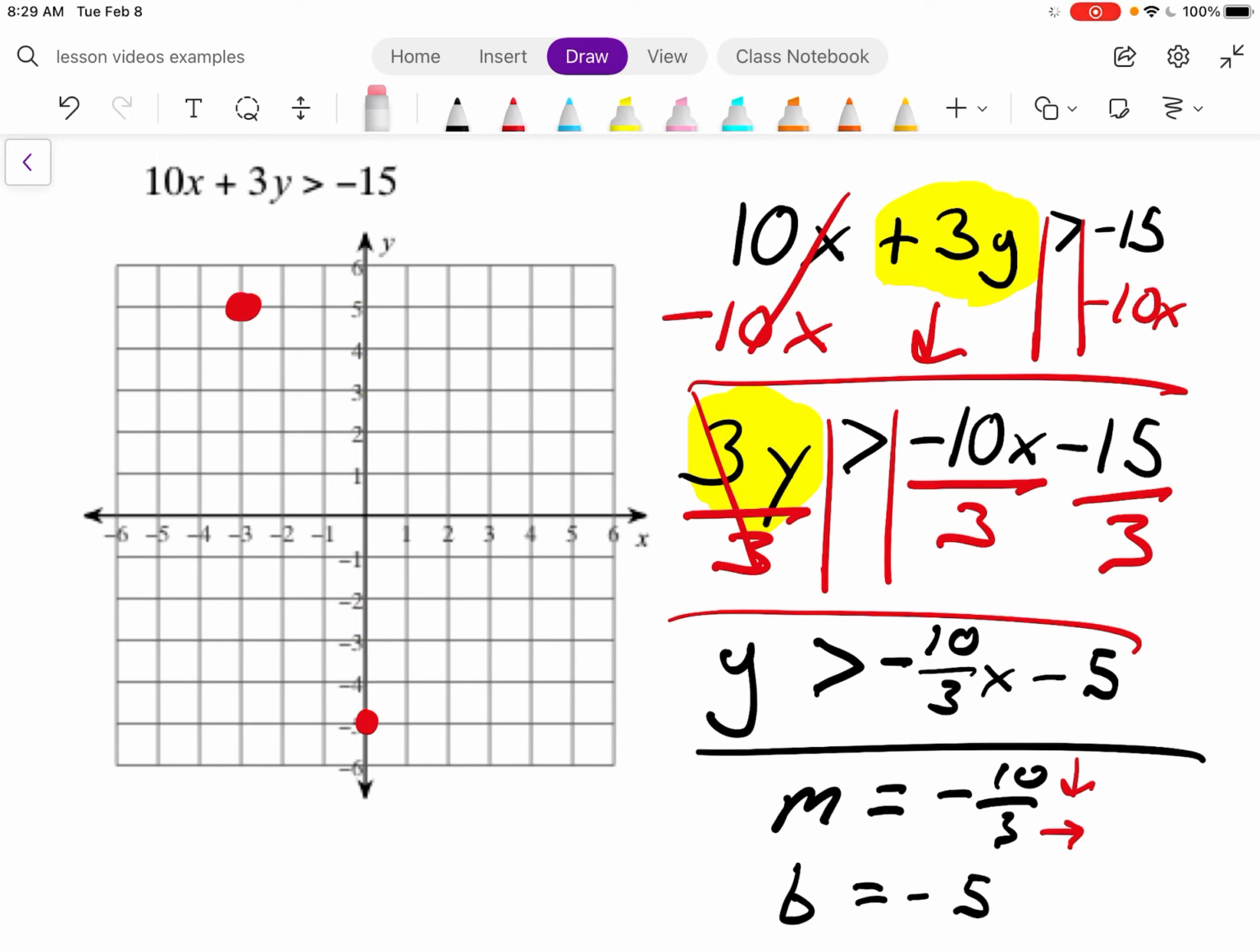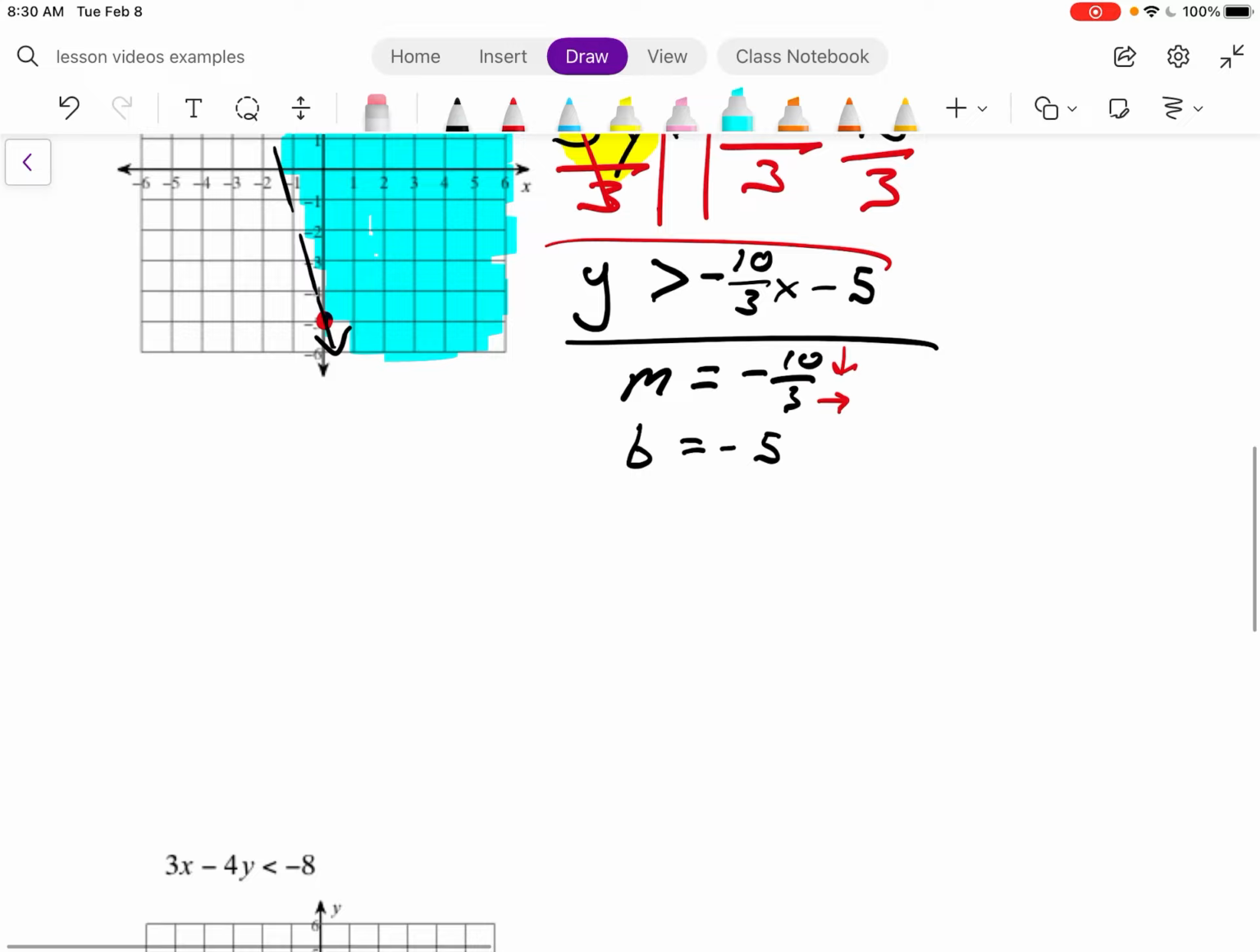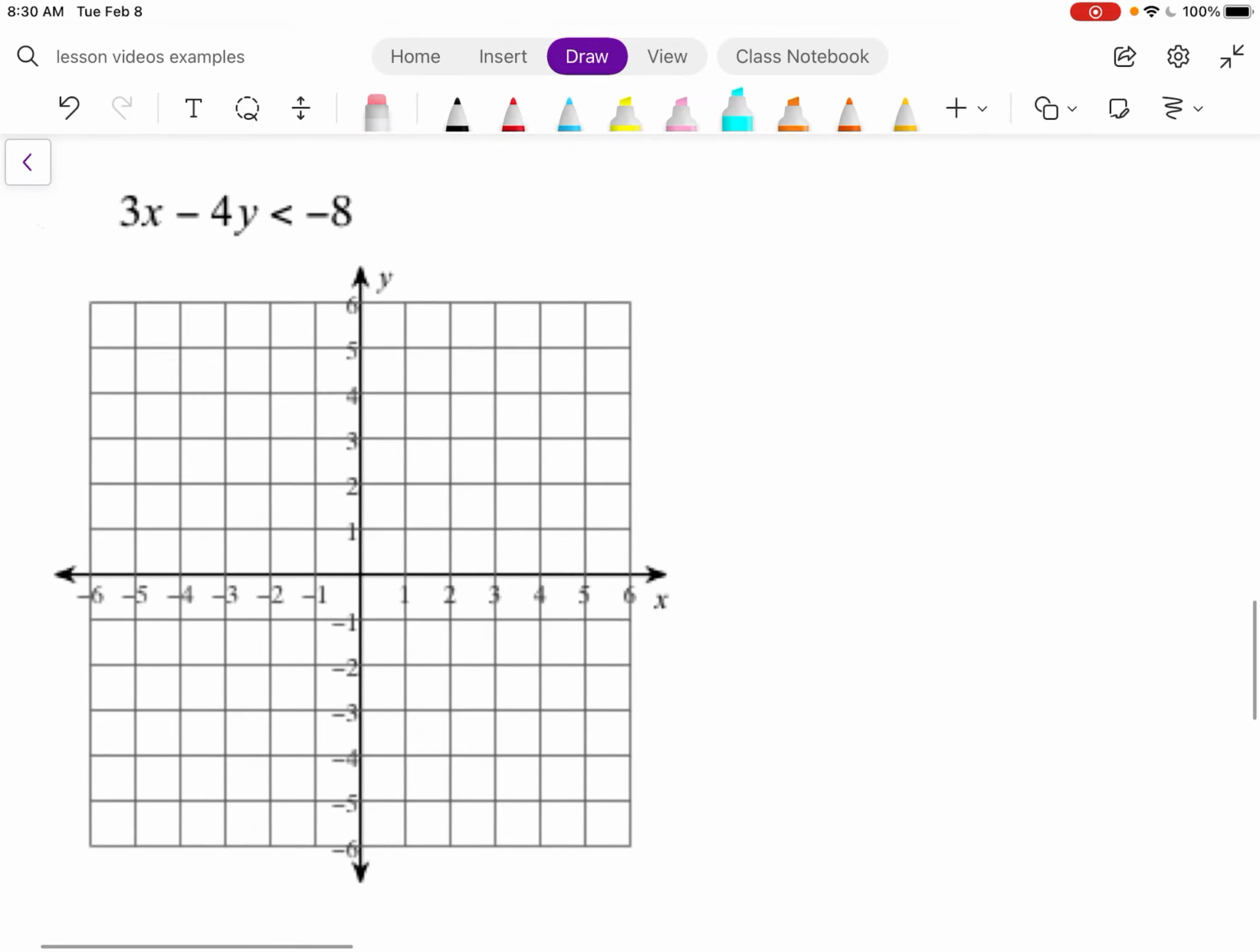And from there, we will draw a dashed line because this is a greater than inequality and it's not equal to. And since it is greater than, we will pick a point anywhere on the graph and go above it. And we will know that is the answer as far as greater than goes. So the solution for 10x plus 3y is greater than negative 15 is listed there. Dashed line shaded above.